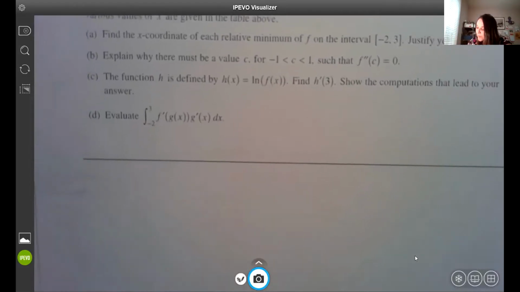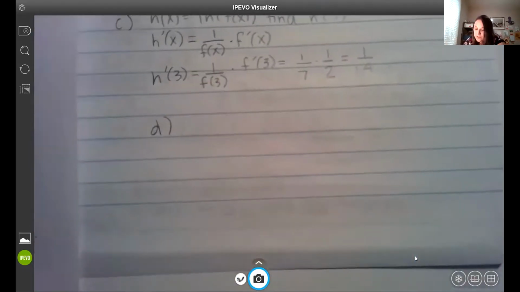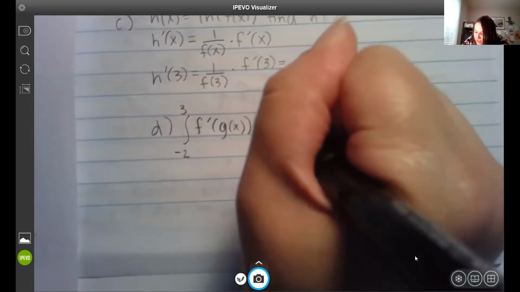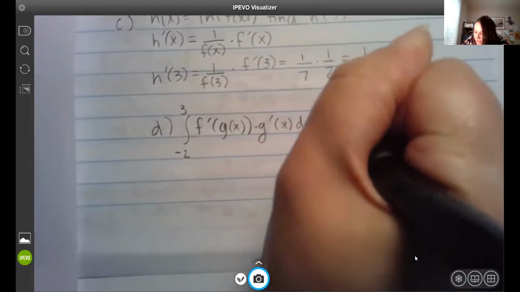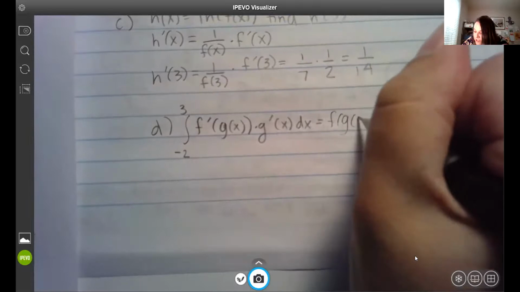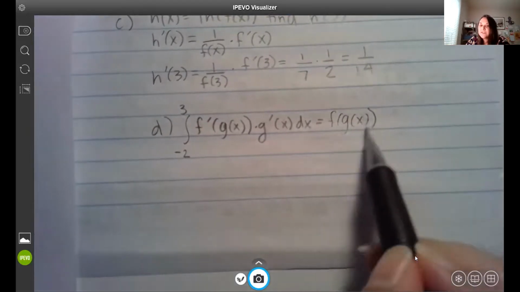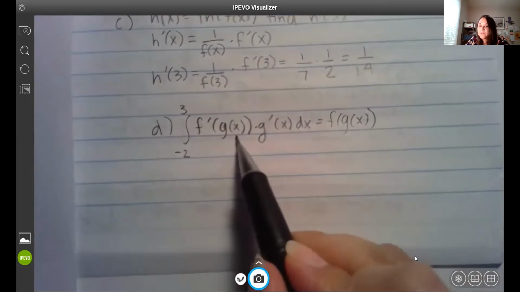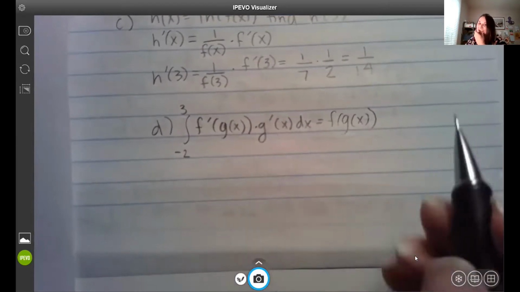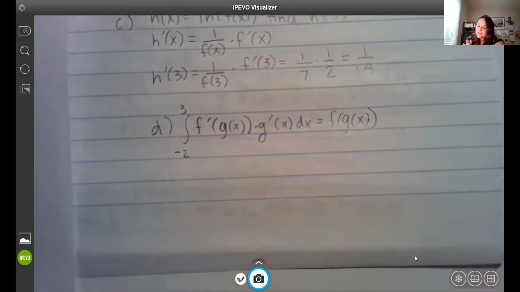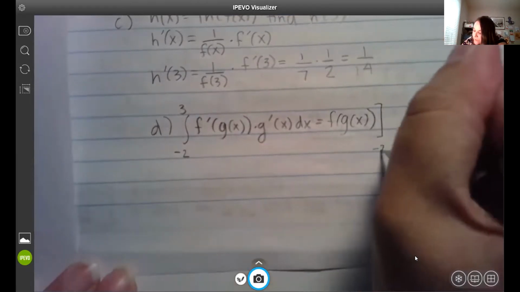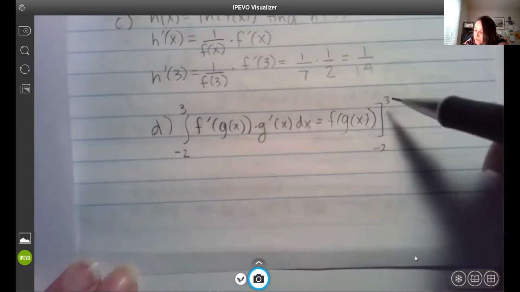So basically for part D, when they ask you what is the integral from -2 to 3 of this function, this function here is the derivative of f of g of x. So if somebody asked you for the derivative of that, it's the derivative of the outer function with respect to the inner times the derivative of the inner. And so I still need to use the bounds here, right? This is my b and my a.